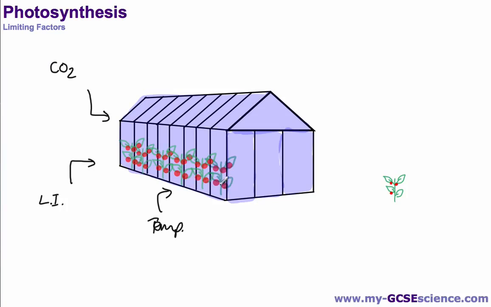Okay, and if we have tomatoes growing in these conditions with optimum levels of temperature, light intensity and CO2, they're going to grow much faster than perhaps a plant over here that's grown outside. Okay, so that's a quick overview of the use of limiting factors in photosynthesis.